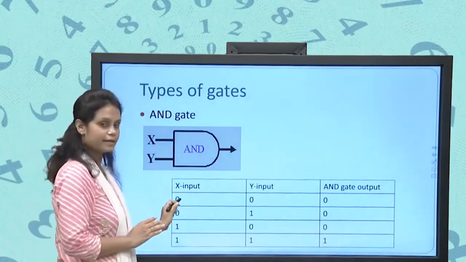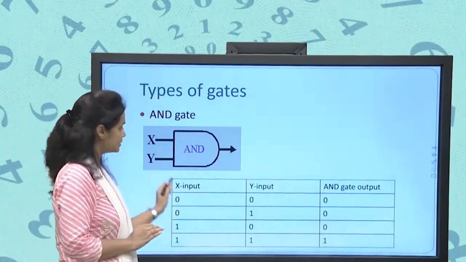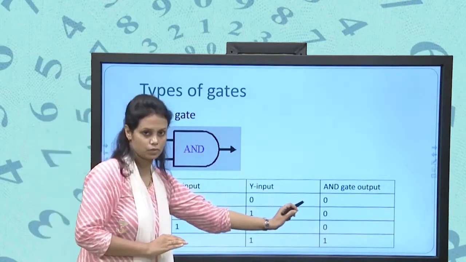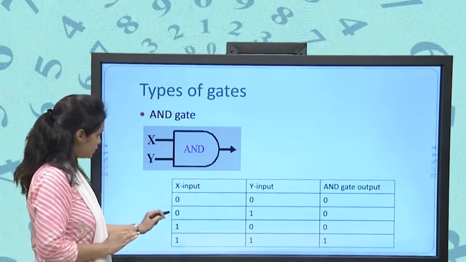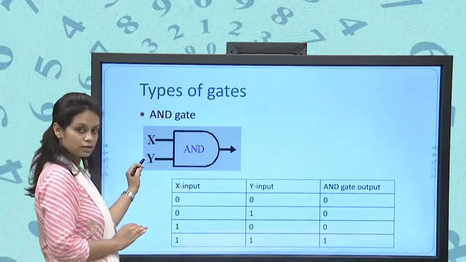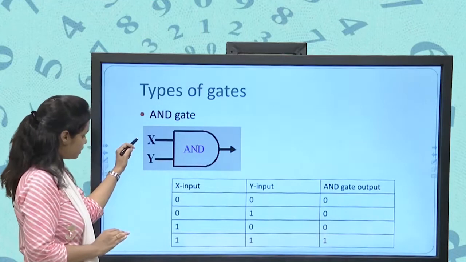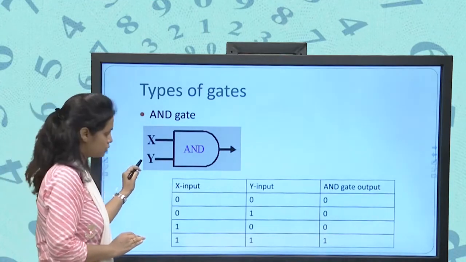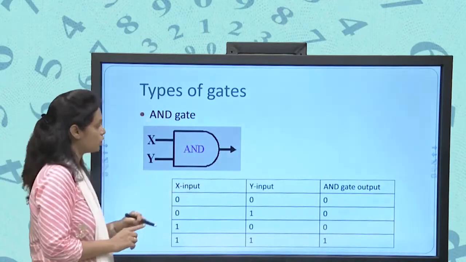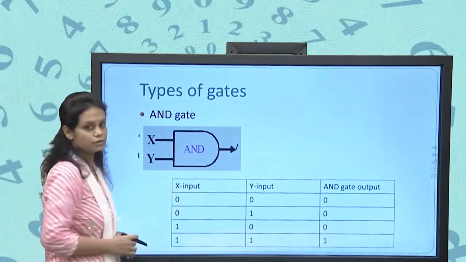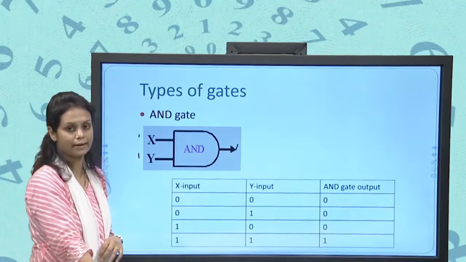Otherwise, in all the cases, if your x input is 0, y input is 0, output is 0. If your x input is 0, y input is 1, output is 0. If your x input is 1, y input is 0, output is 0. But only when both inputs are 1 1, then the output is 1. This is the AND gate.